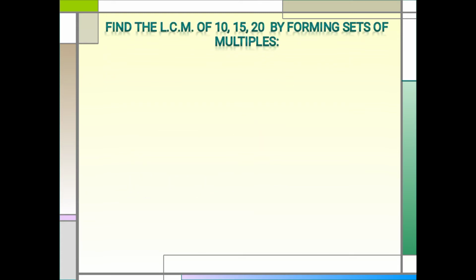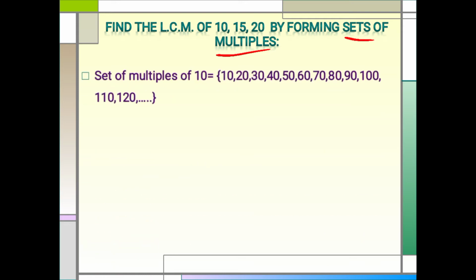Find the LCM of 10, 15 and 20 by forming sets of multiples. Set of multiples means you have to write the multiples of the given number, or simply you can say you have to write the table of your given number. First I am going to make the set of multiples of 10, because your first number is 10. Inside the set, you will place all the numbers inside brackets and separate them with commas.